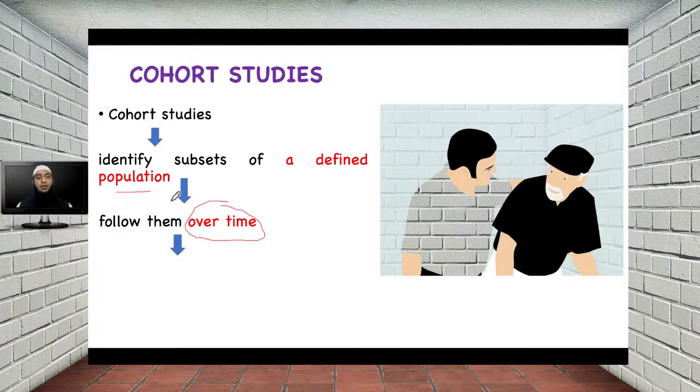After that you need to observe the difference in their outcome. What is the outcome in the population to whom the medicine is given, the exposed population, and what is the outcome in the population to whom the medicine is not given, the unexposed population? So you are comparing the exposed population to the unexposed population, and observing the difference in their outcome.